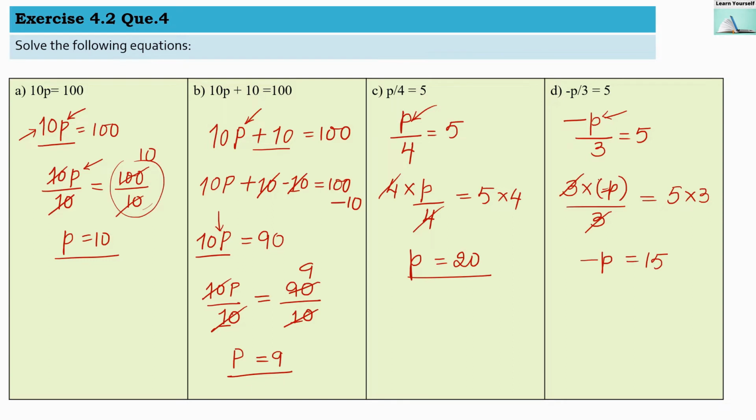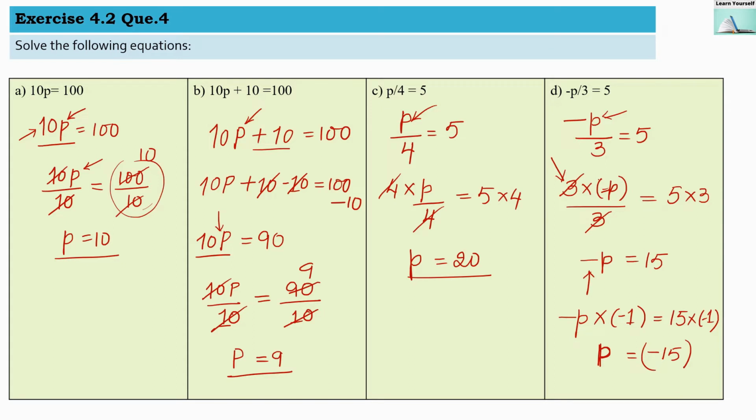Now to remove this minus sign, we have to multiply both sides by minus 1. So minus p is there, in multiplication with minus 1, equals 15 into minus 1. So minus p times minus 1 will become plus p equals minus 15 will be the answer. Another way is there, that here we can multiply by minus 3. Then also we will get the same answer.